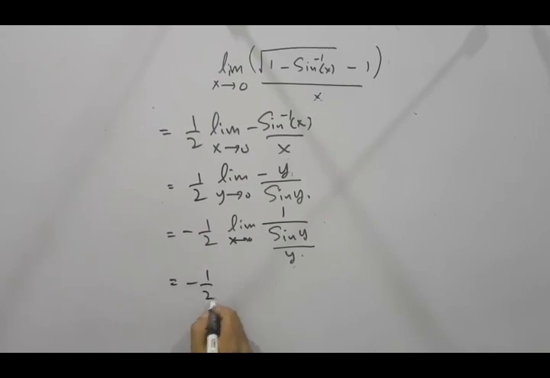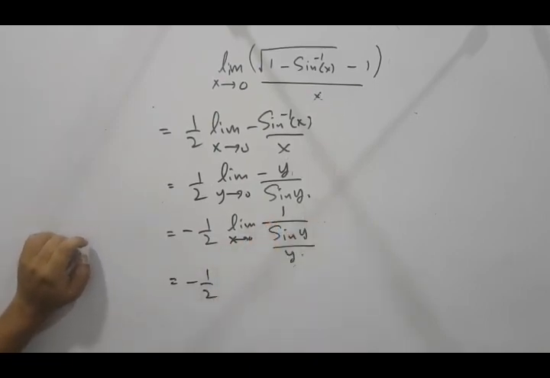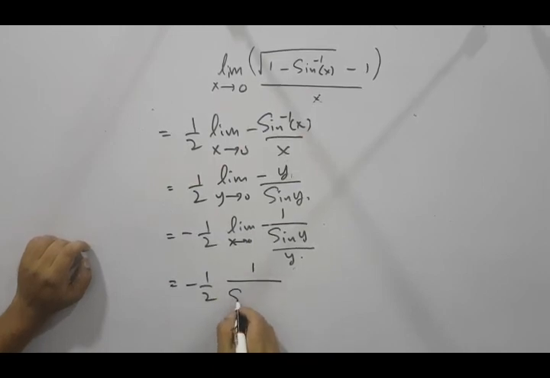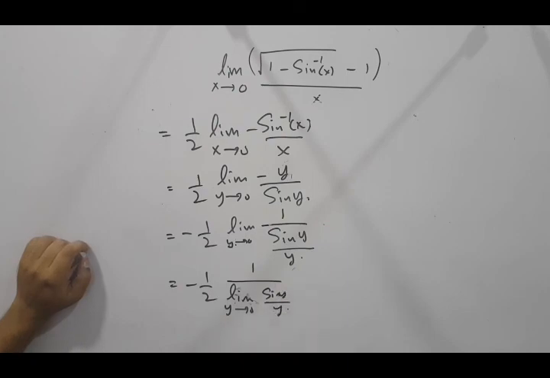Okay, minus half. I'm not going to write it here. Now limit of a constant is the constant alone. 1 divided by limit as y tends to 0 of sine y over y. What is this? This becomes 1. So the final answer is minus half.